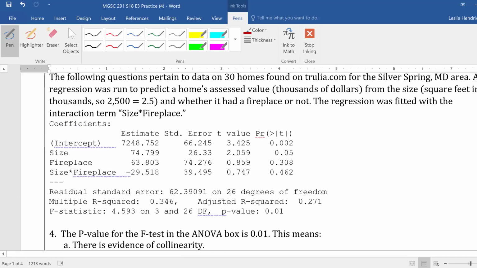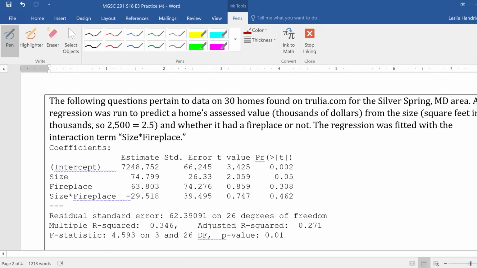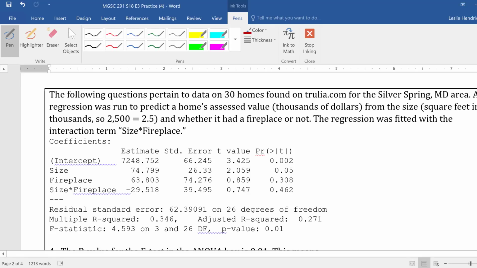All right, so the following questions pertain to data on 30 homes found on Trulia.com in Silver Spring, Maryland area. A regression was run to predict a home's assessed value in thousands of dollars from the size, square feet, in thousands, and whether it had a fireplace or not. The regression was fitted with the interaction term size times fireplace.